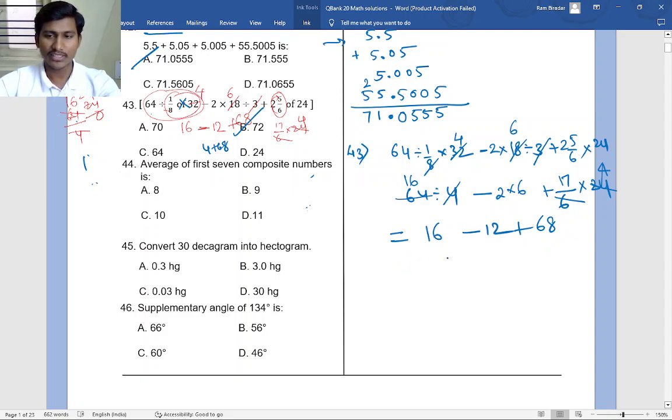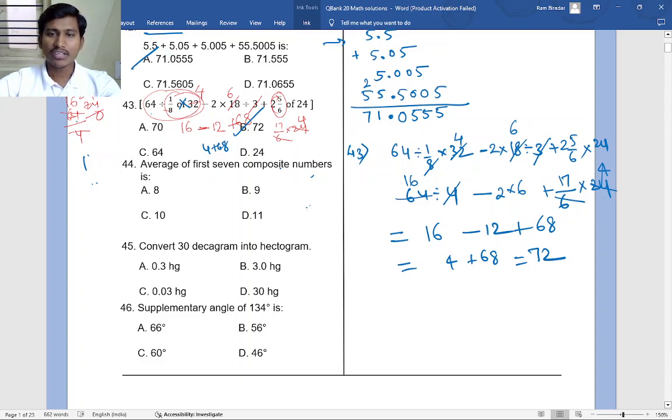16 minus 12 is 4. So 4 plus how much? 68. 4 plus 68 is how much? That is 72, right? So answer will be option B. So that is what we got in the first place, right? Okay, so instead of writing this much, you can directly do this way. Okay, so let us go to the next, that is 44 question.